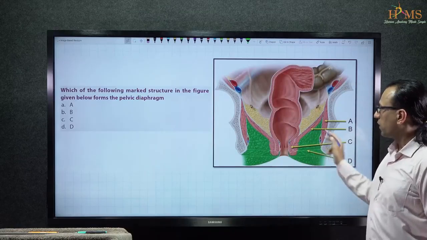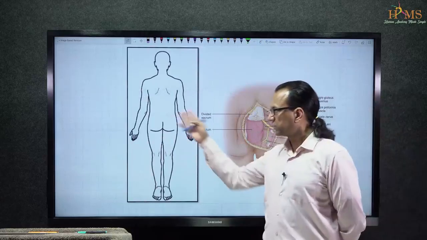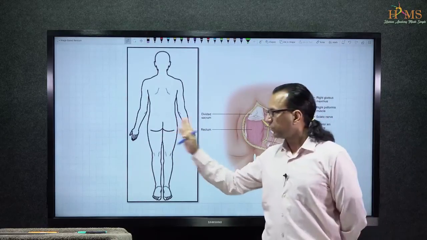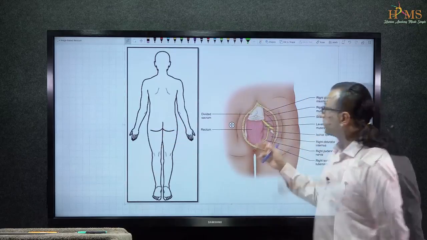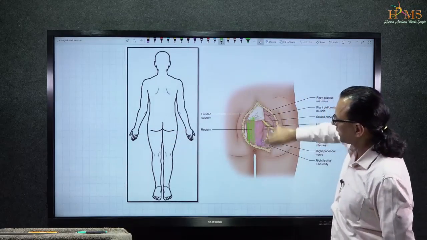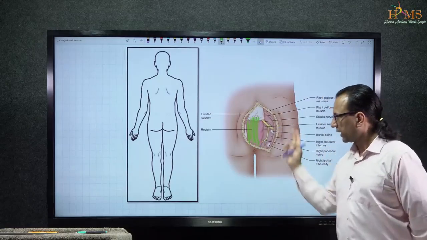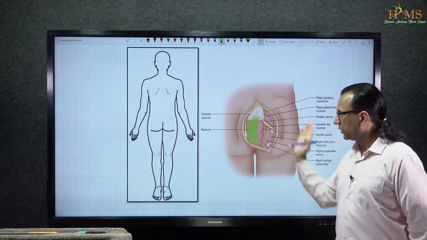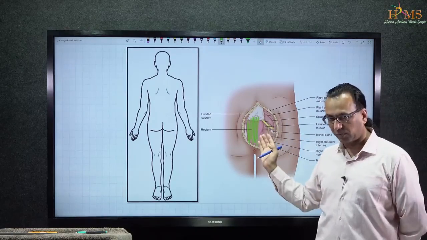Now before we talk more about ischiorectal fossa, let's look at a diagram first. You have to look from the posterior side, and this area, ischiorectal fossa, actually has ischium bone on the lateral side and rectum in the midline. So here, this is the rectum which is in the midline, and you will find ischium bone is lateral. Ischiorectal fossa is a space which is lateral to the rectum and medial to the ischium, and it is having some boundaries which we want to see.